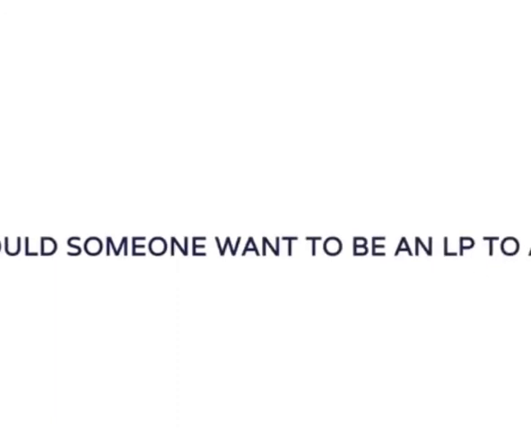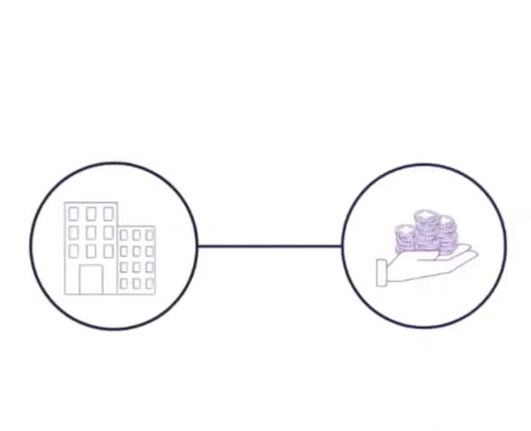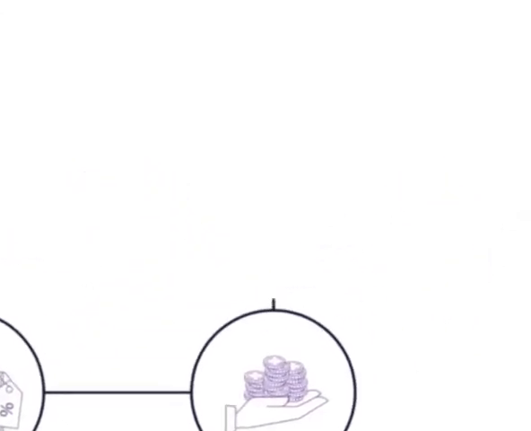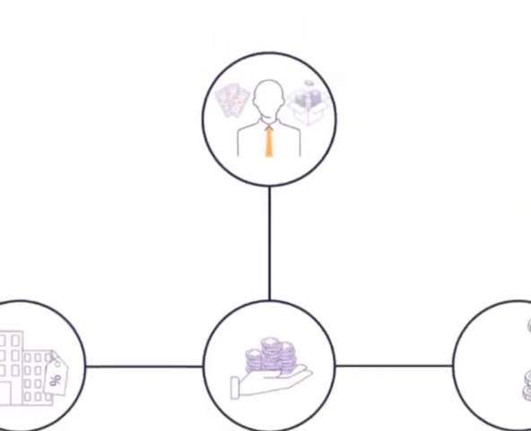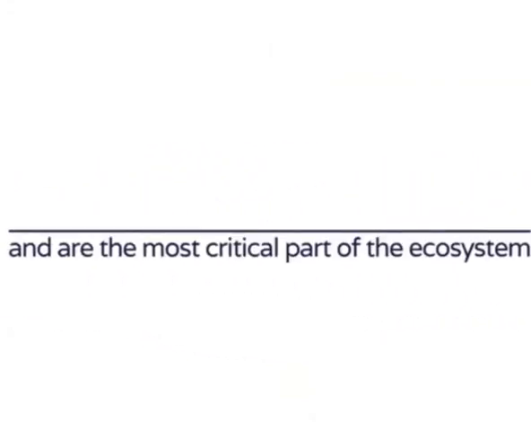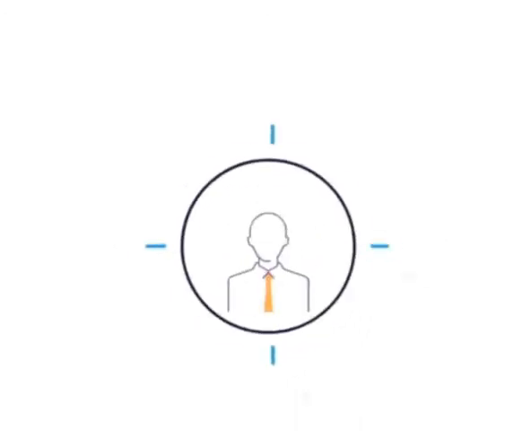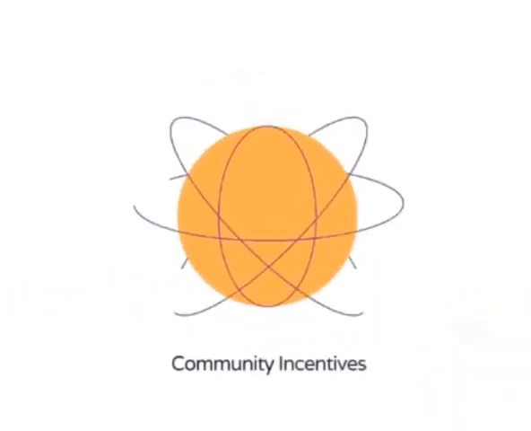So why would someone want to be an LP to a Cashbox? Firstly, they are happy with holding the underlying asset, such as real estate, which they'll be getting at a discount. LPs earn fees, and when they stake their Cashbox tokens, they will also earn open tokens as an incentive for providing this service. Cashboxes provide the on-chain liquidity against real-world assets and are the most critical part of the ecosystem, which is why the Cashbox LPs will receive the bulk of the open tokens reserved for community incentives.